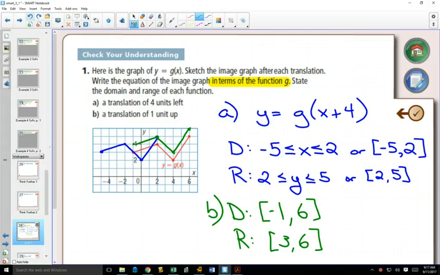Now, after we do each question, so now we've done this question, oh, we haven't written the equation. That's one thing we forgot. So we want to write this equation in terms of g. Will it be inside the function or outside of the function? Outside. So g of x will be just the same, and then we've moved it up 1, so we can show that by adding 1 to the end.